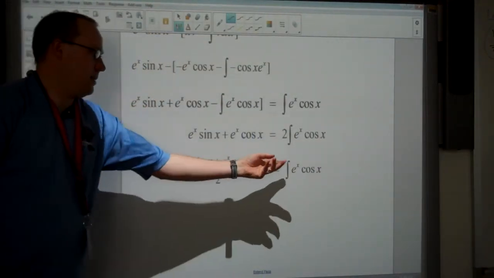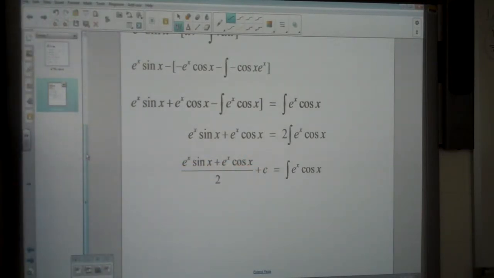As I've actually gone ahead and got the answer for this, I can also put plus c on the end of the question as well. And I think I should have done that in the first question. I'm not sure if I actually did or not.